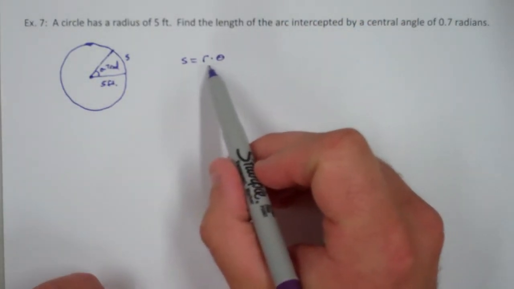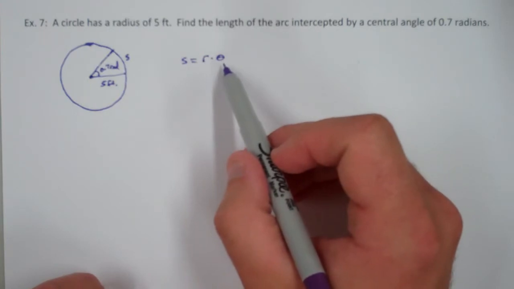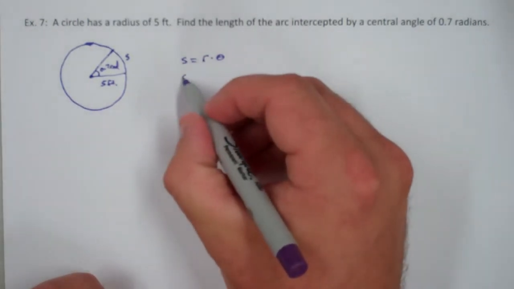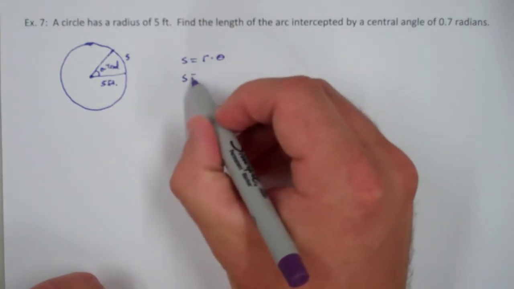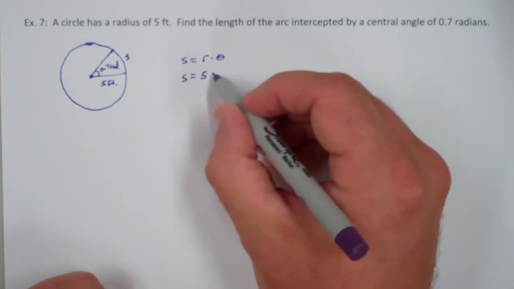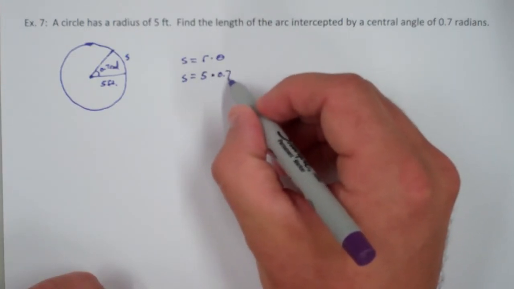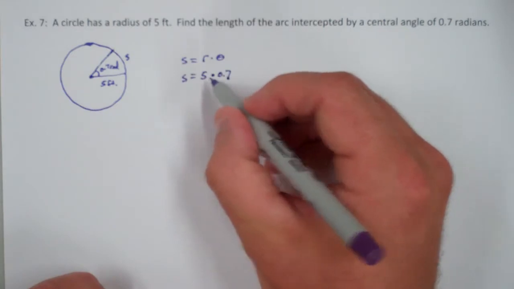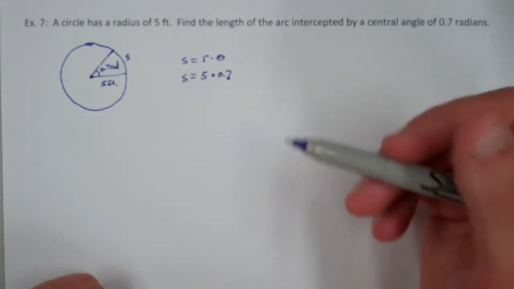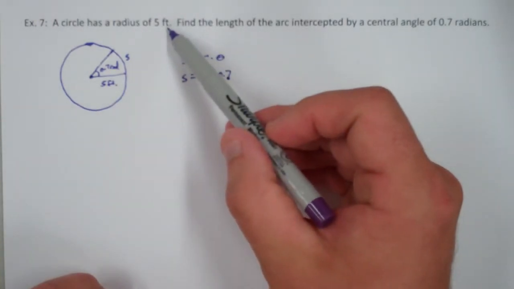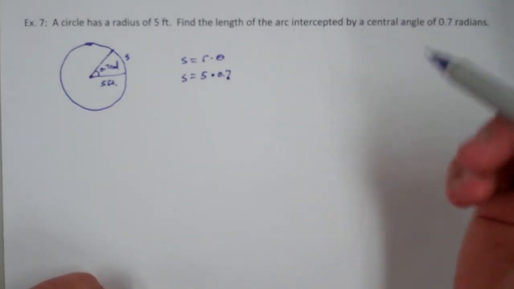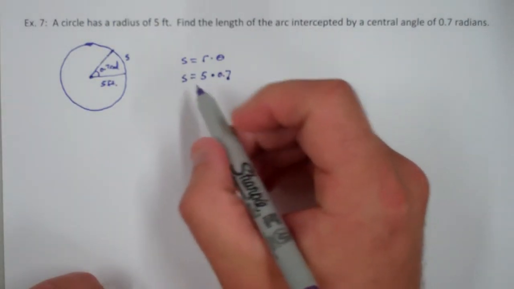And when you're utilizing this formula, you need to make sure that theta is in radians. It is. So all we need to do to find the length of the arc is to take the radius, which is 5 feet, and multiply that by 0.7. You can include the feet here in the middle of your steps, or if you choose to leave it off, just understand what your unit is and that you're finding the length of an arc, which is a distance, so it's just going to be in feet, not feet squared.